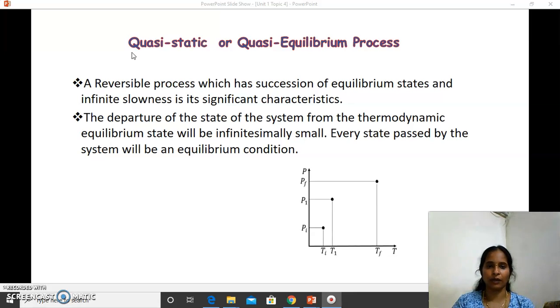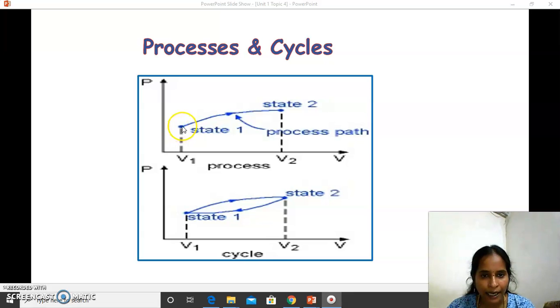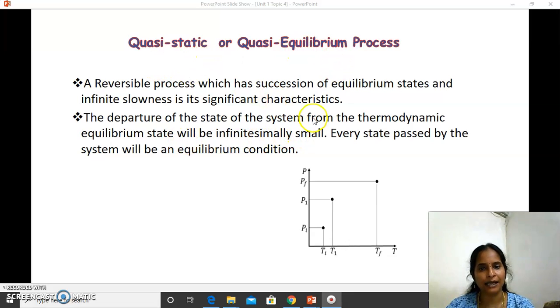pain by that reaction. So the departure of the state of the system, departure meaning moving from one state to another state from the thermodynamic equilibrium state, will be infinitesimally small. As we have already discussed, the path traced here should be very near points, the locus, so that the change will not keep any trace or identity in this system. Like that you have to take a very small change of state, very small change of properties. Then only you can achieve this quasi-static or quasi-equilibrium process.